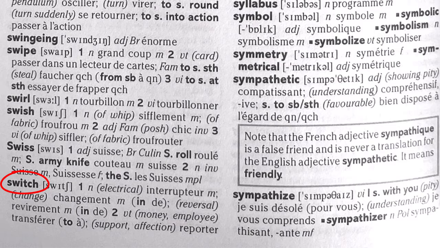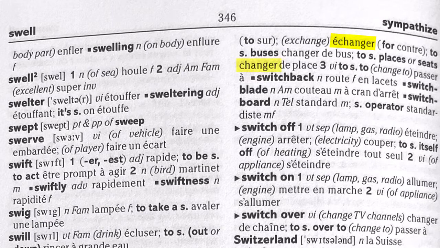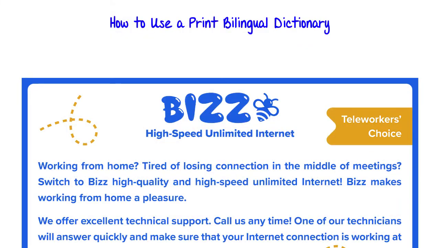The word switch has many meanings. It can be a noun, interrupteur, changement, or revirement, or a verb, transférer, reporter, échanger, changer, or passer à. Let's check to see if switch is used as a noun or as a verb in the text.